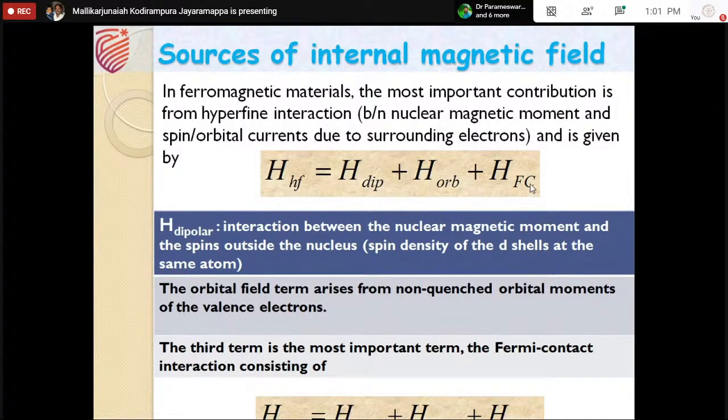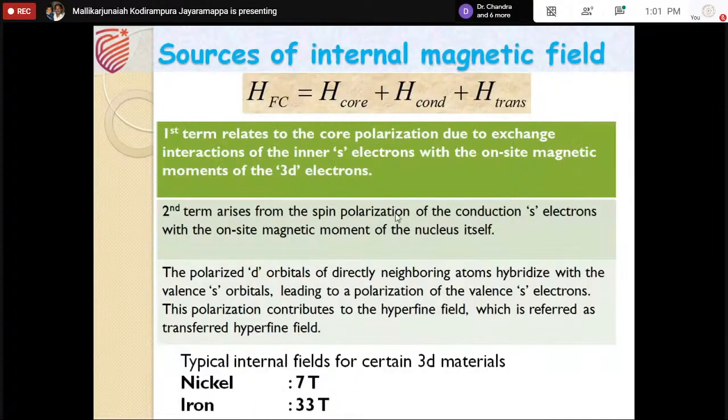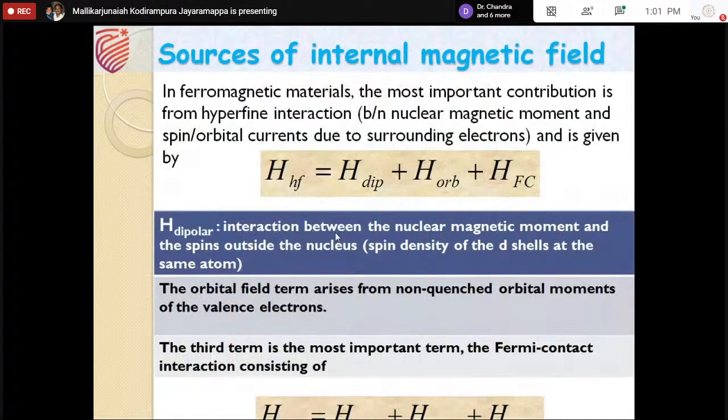a Fermi contact interaction. The first one is due to the interaction between the nuclear magnetic moment and the spins outside the nucleus. That is what we call the dipolar interaction. When we take up some of the examples, we will pay attention to that, the spin density of the d shells at the same atom. Usually, the interaction between the nuclear magnetic moment and d shell electrons corresponds to dipolar interaction.